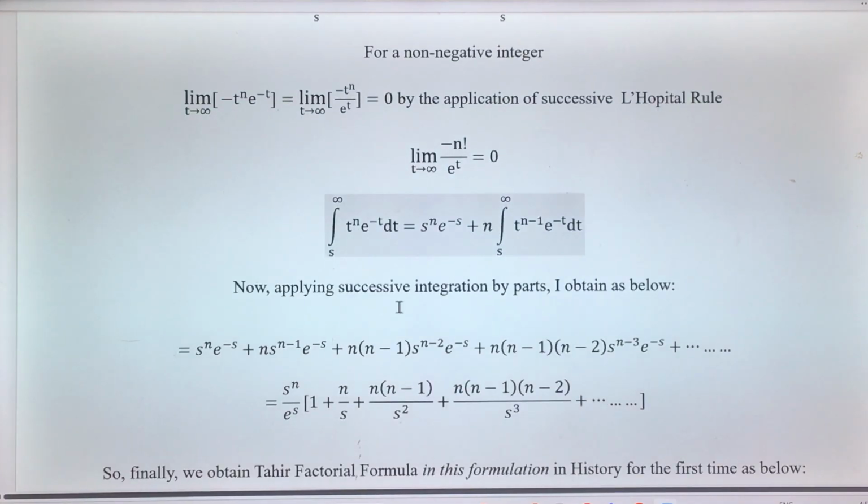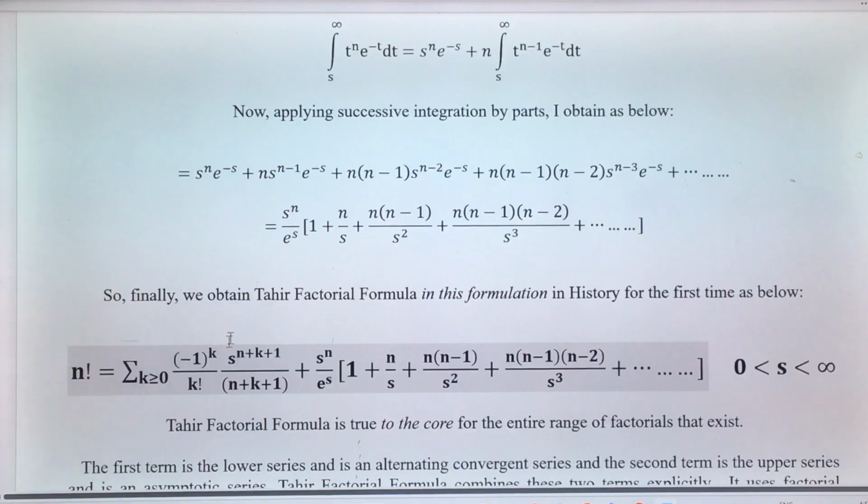Okay, now applying successive integration by parts, I obtain as below. When you apply further integration, you get this sequence, this pattern. So take common s^n over e^s, and you get this pattern. So finally we obtain the Tahir Factorial Formula in this formation, in history for the first time, as below.